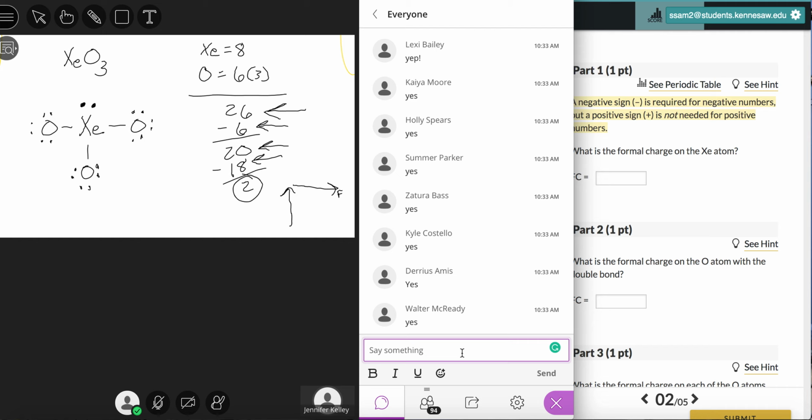All right, so now let's check the formal charge. How many valence electrons does xenon have? It's a noble gas. 8, correct. So 8 minus dot, dot, dash, dash, dash. So that's 1, 2, 3, 4, 5.